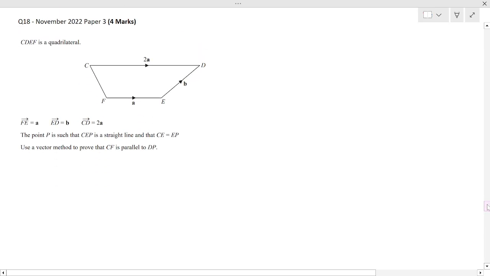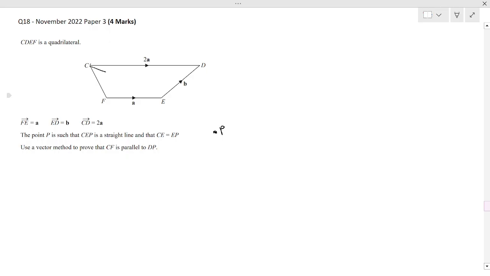Okay, we're heading towards the end of the paper now. Question 18. The vectors question. So we're given this quadrilateral. Obviously, that just means a four-sided shape. FE is A, ED is B, and CD is 2A. So they're given it all there. Now the point P is such that CEP is a straight line and CE is equal to EP. So P is going to be about here, isn't it?